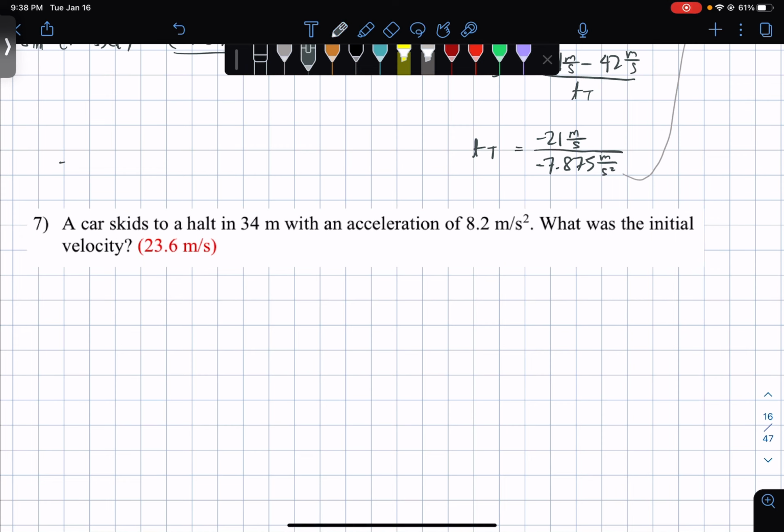A car skids to a halt, so final velocity upon halting is 0. Distance throughout the entire deceleration is 34. I wonder why the acceleration is negative. I thought the car was supposed to skid to a halt. Or maybe you didn't have to write the negative sign anymore. Who knows? I suppose that's for you to research. Let's find the initial velocity.